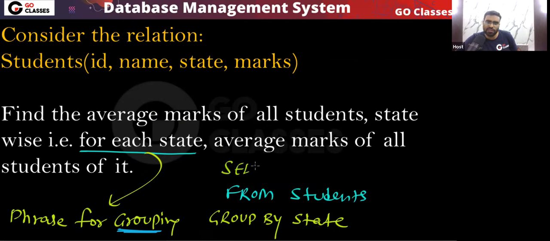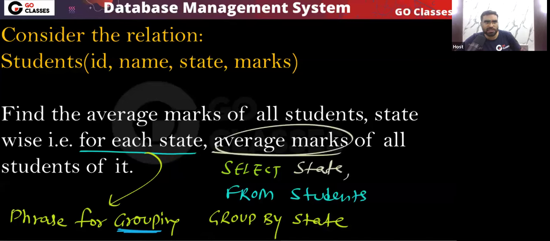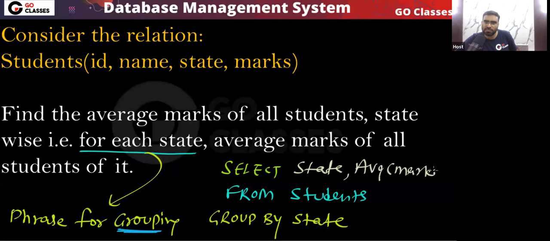Then what will we do? We will select, we will output. What will we output? For each state, we want average marks. For each group, we want the average of marks. Is this clear? Yes or no? For each state, what are the average marks? For each group, what is the average marks?